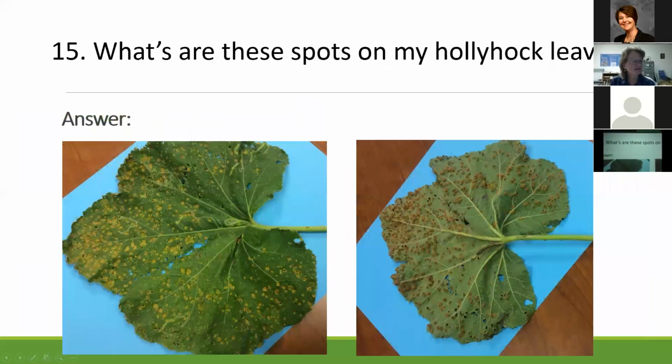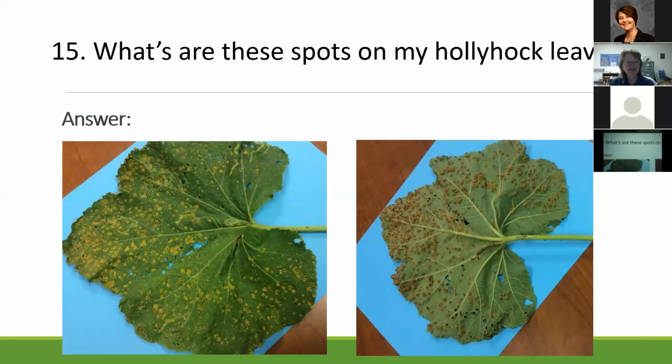What are these spots on my hollyhock leaves? Again, this was a sample that was brought to my office. I took a picture of the top of the leaf and turned the leaf over and looked at the bottom side. Panhandle, you got it right again. Rust. This is hollyhock rust.